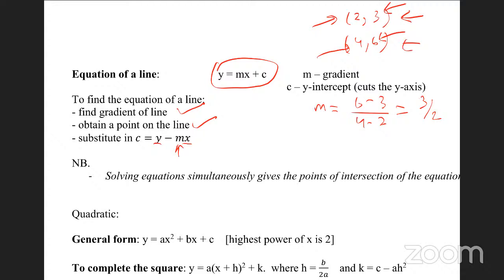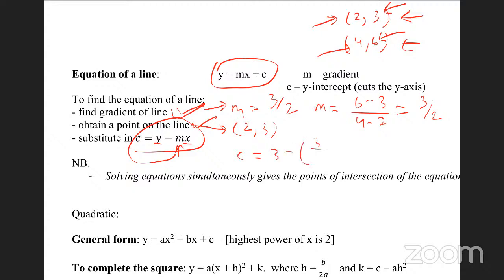That's step 1, the gradient. So the gradient is 3 on 2. For a point on the line, I can choose any point. I will choose (2, 3). Now I'm going to substitute into this formula to find c. c is y minus the gradient times the x value. The 2 will cancel, and I will get the y-intercept to be 0. So the final answer is y = 3/2 x + 0.